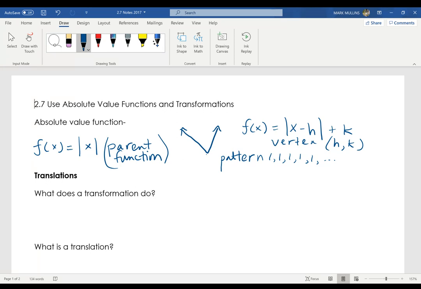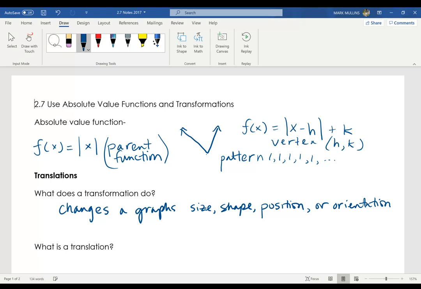So a transformation, what does a transformation do? A transformation could change a graph's size, shape, position, or orientation. So we could be stretching it, we could be shrinking it, we could be flipping it upside down. So for 2.7, we're taking absolute value functions. We're looking at all the different ways you can manipulate a graph.